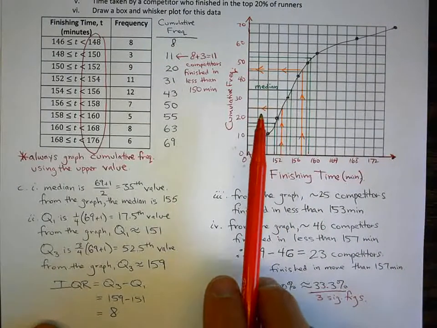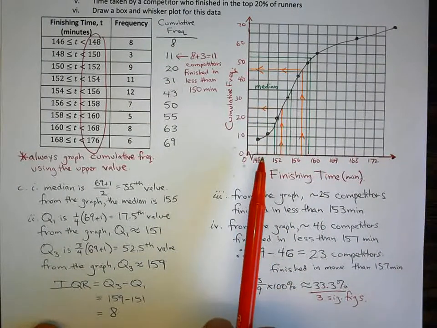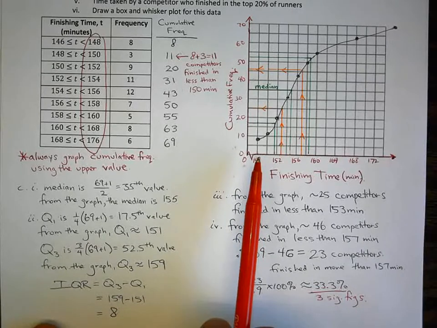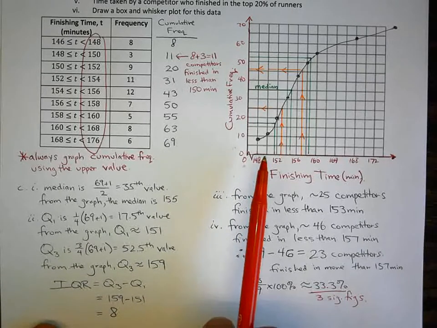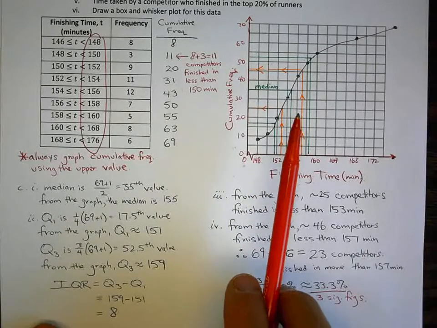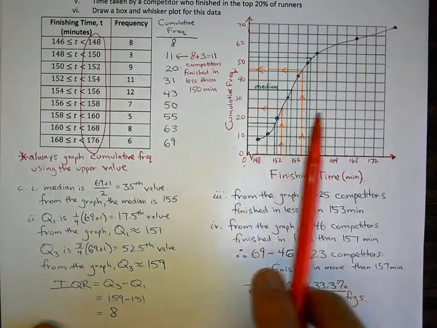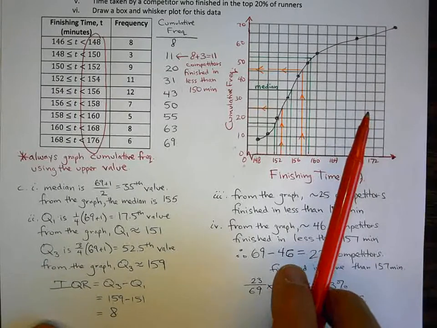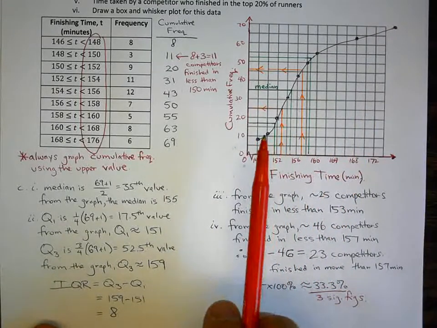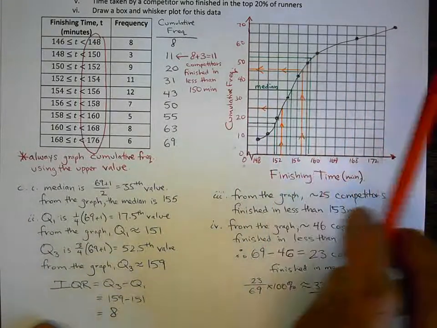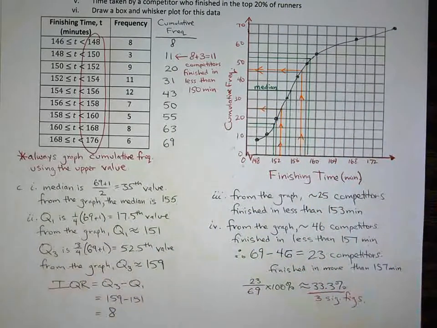In running, a low time is good, but if I was measuring the quality of apples that I picked off apple trees and looking at mass, well, low mass is not good. I want a high mass. I want a big apple tree. So in that case, a good result would actually be on the upper end. So just make sure you're thinking carefully about what the question is asking.